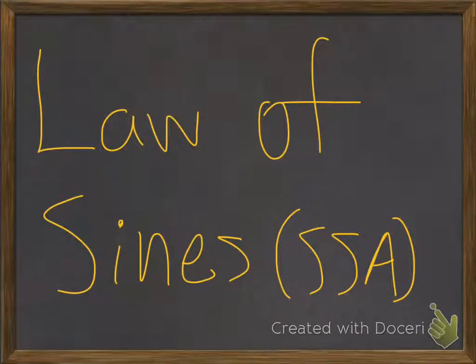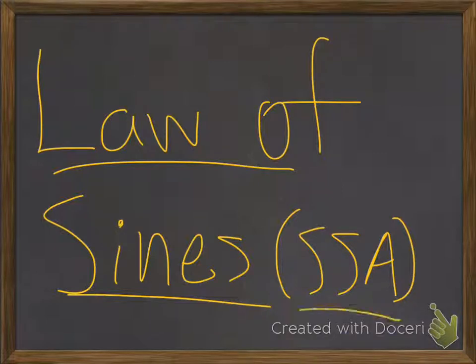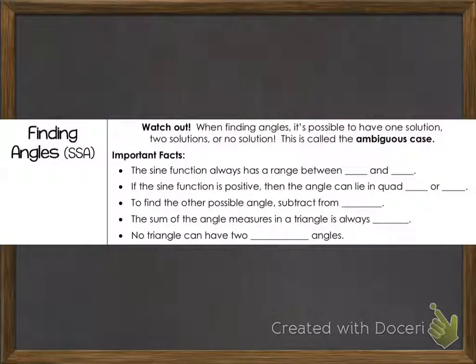Alright, so now we're going to be talking about law of sines again, but now this is for the case of SSA. So this is used when you're trying to find the angles of a triangle. And they have a little side note right here. Look at this. When you are finding the angles, it's possible to have one solution, two solutions, or no solution. This is called the ambiguous case. Not too important to know that, but it is important to know that you could potentially have more than one solution or no solution at all.